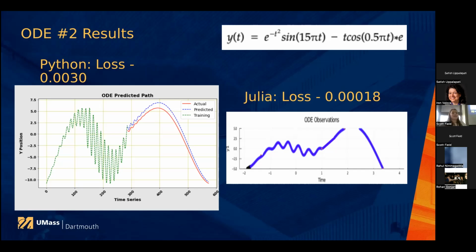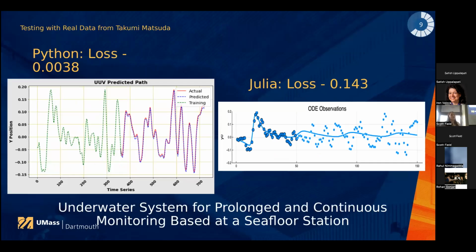So after we did this, it was important to use real raw test data. So we did that. We were able to find the data set from Takumi Matsuda and his team of researchers. And this is real raw data from an AUV that is docking at a seafloor station. So as you can see, it's kind of similar to what we tried to do with our ODEs, with the constant changes and the oscillations. You have some large ones, some small ones.